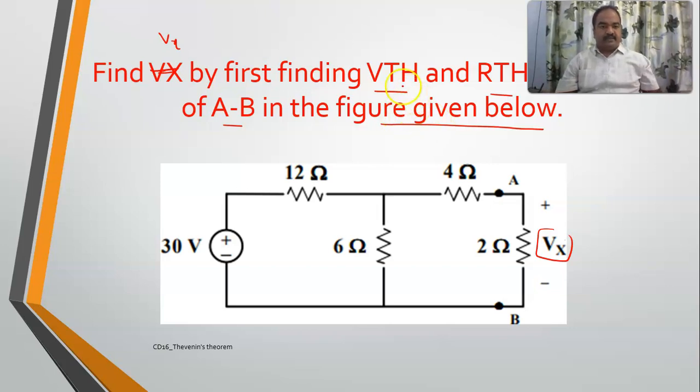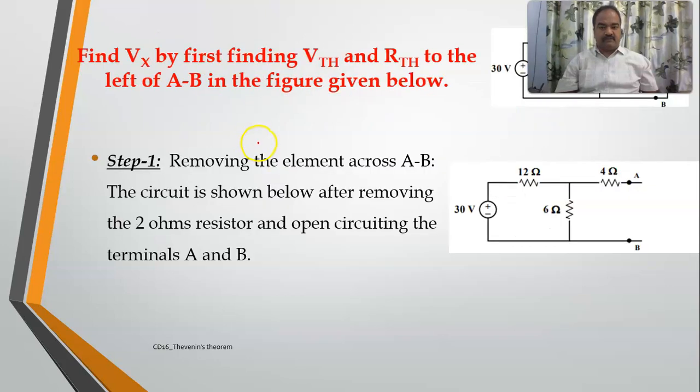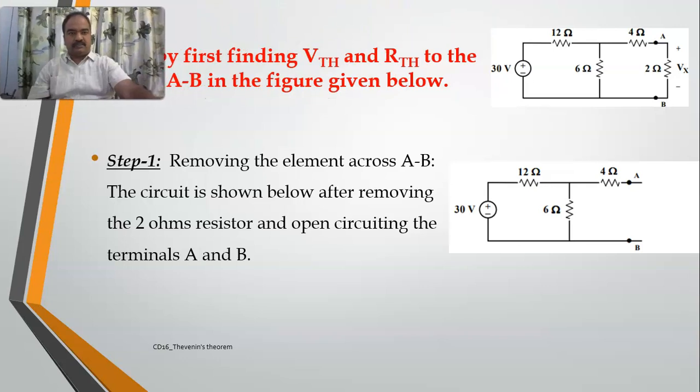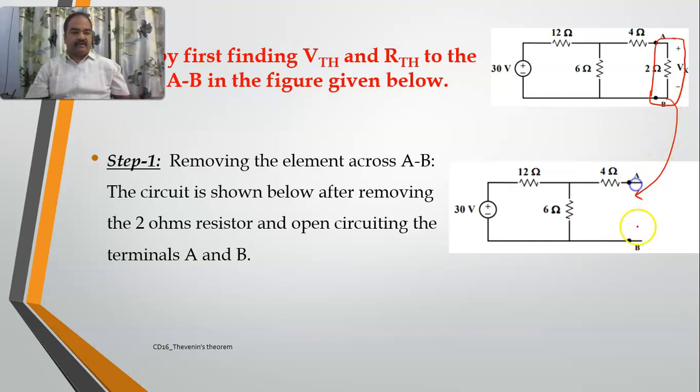We need to determine the VTH and also RTH in this given network. First of all, the first step is we should remove the element. So this is my network, and I am removing this resistance, the 2 ohms resistor, and see, these are my open circuited terminals.